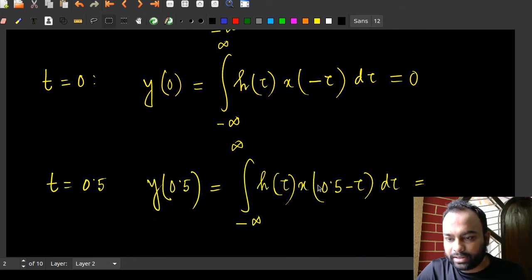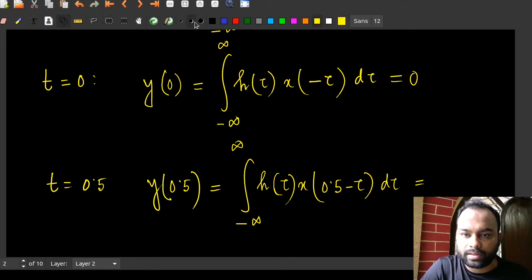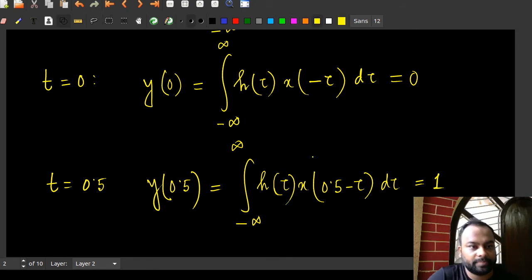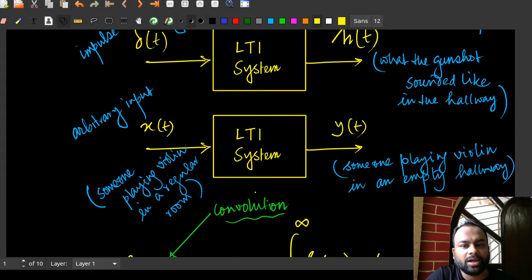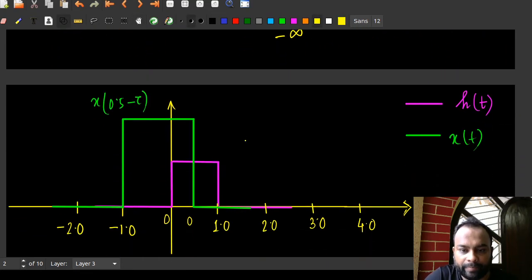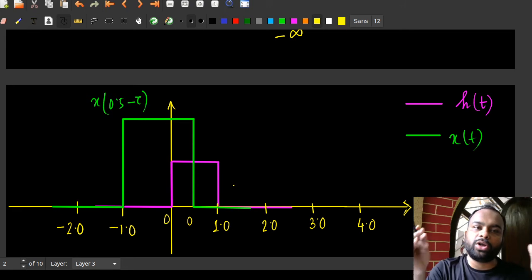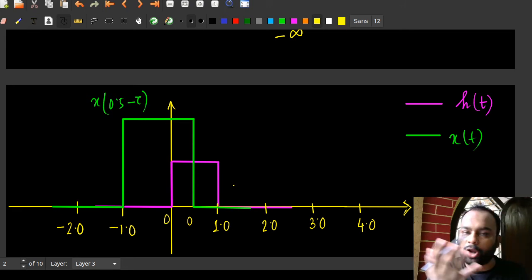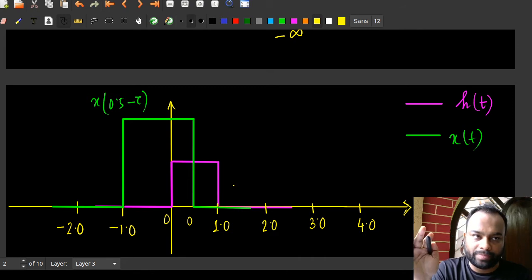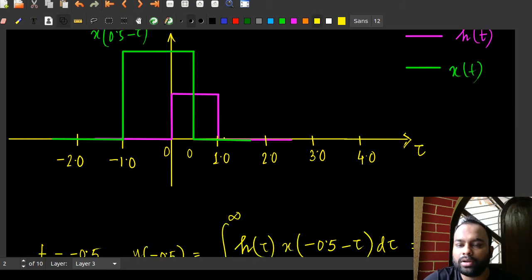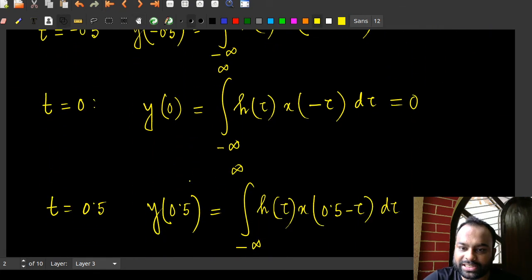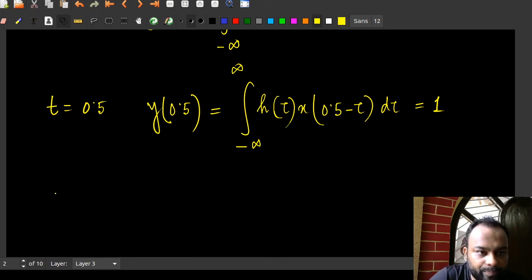And here the area is 1, so the output is 1. Just try to understand that right off the bat, we did not know anything about the system. We only knew the impulse response of the system. We did not know the input-output relationship or any mathematical expression for the behavior of the system. On the basis of the impulse response, we are calculating the output. That is the important point to note here. Knowing the impulse response is sufficient without any issue.